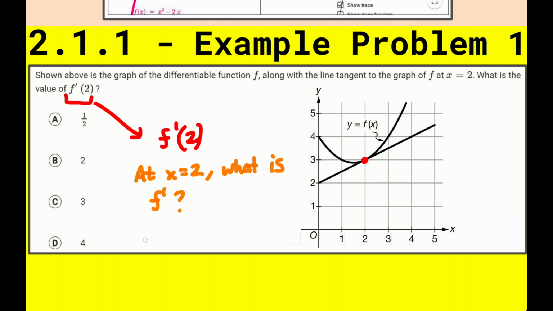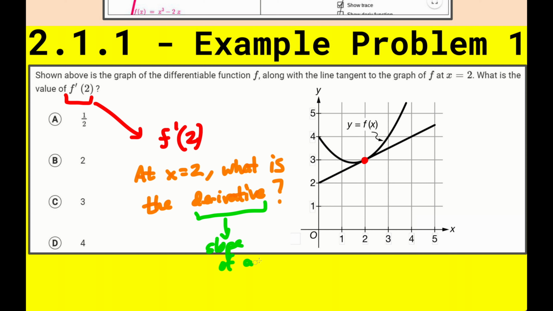Okay, well, f prime is the derivative of f. Well, really what it's saying is that at x equals 2, what is the derivative? Okay, well, derivative means slope of a point, or instantaneous rate of change. So what is the slope of this point right here?